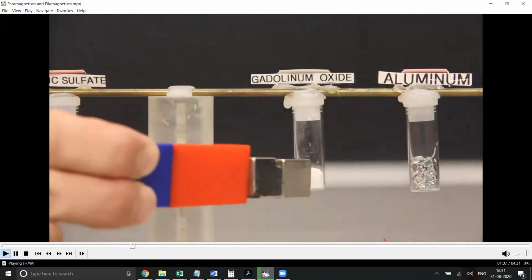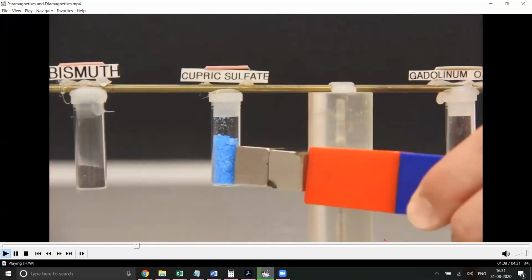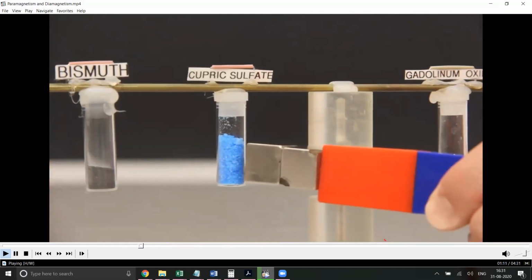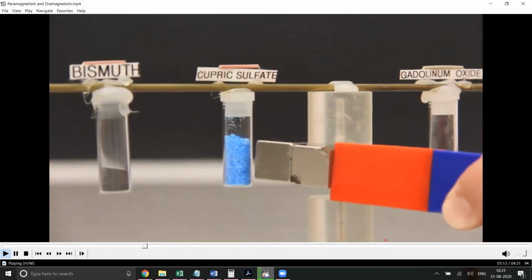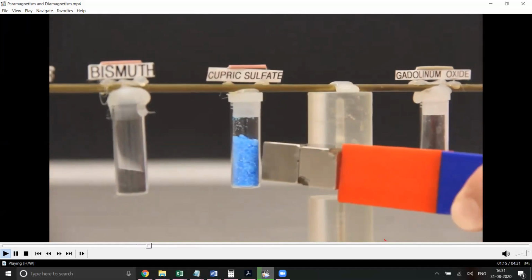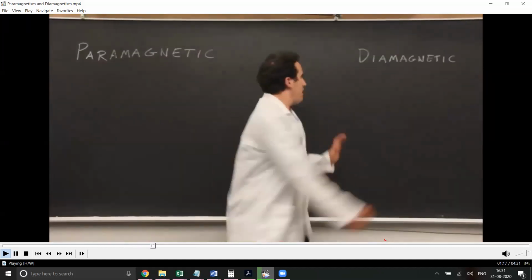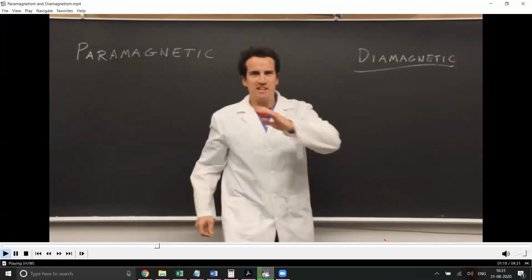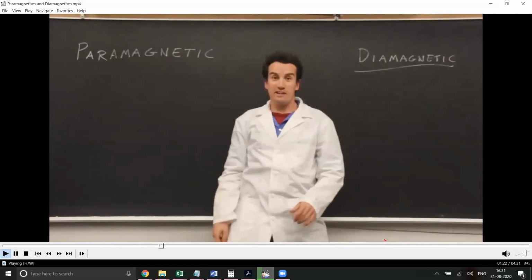Gadolinium oxide and cupric sulfate are good examples of paramagnetic substances. Cupric sulfate is a salt that can be picked up by a magnet. Diamagnetic materials are exactly the opposite of paramagnetic. So what do you think a diamagnetic substance will do? Will it attract or repel?